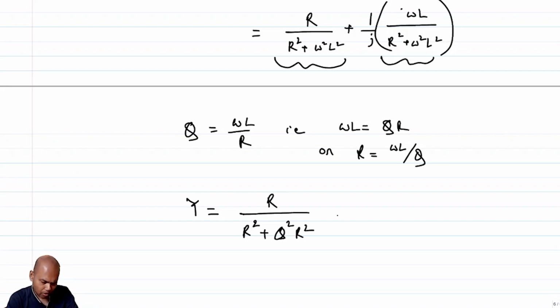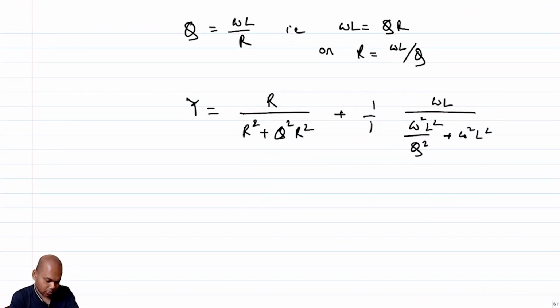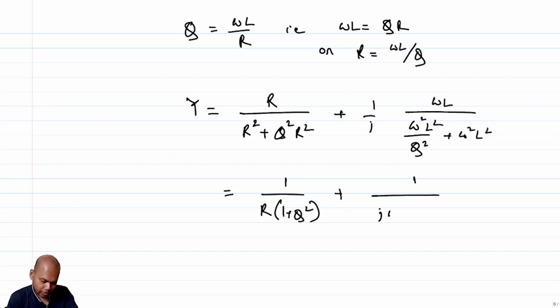Okay, and this I will write in the inductor term. What I will do, I will express the R in terms of omega L and Q. So this becomes 1 by j omega L by omega square L square over Q square plus omega square L square, right? So this becomes 1 by R times 1 plus Q squared, plus 1 by j omega L times 1 by Q squared plus 1, correct?